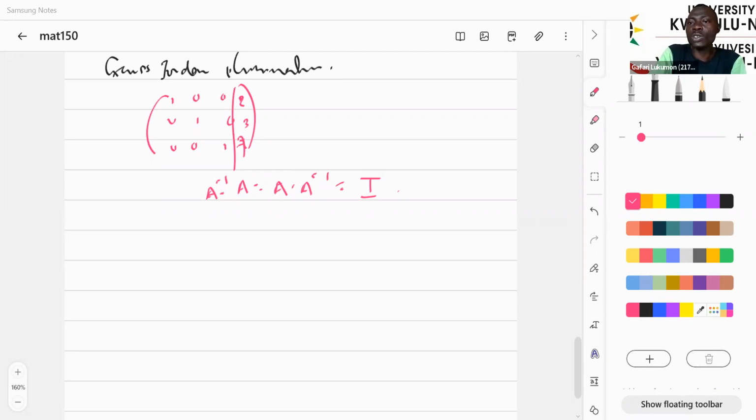So if that is now cleared with you, if you now want to use the row reduction method to find the inverse of a matrix, maybe I should use the one in your tutorial question so that we can just look at that together. So you're asked to solve this. Let me just copy the question here straight away.